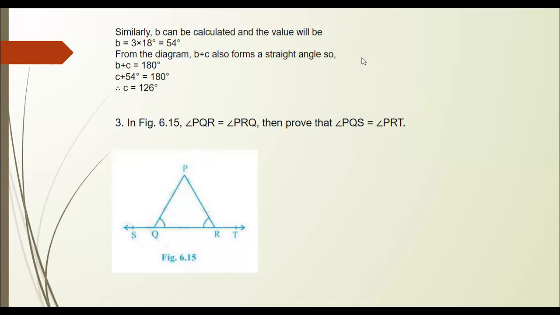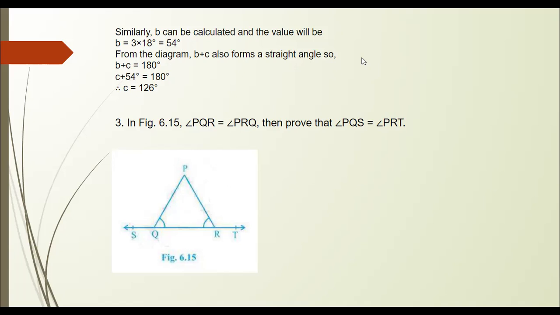We were discussing the chapter Lines and Angles. In that exercise 6.1, that is third sum. In figure 6.15, angle PQR is equal to angle PRQ. Then prove that angle PQS is equal to angle PRT. See, this is your figure.